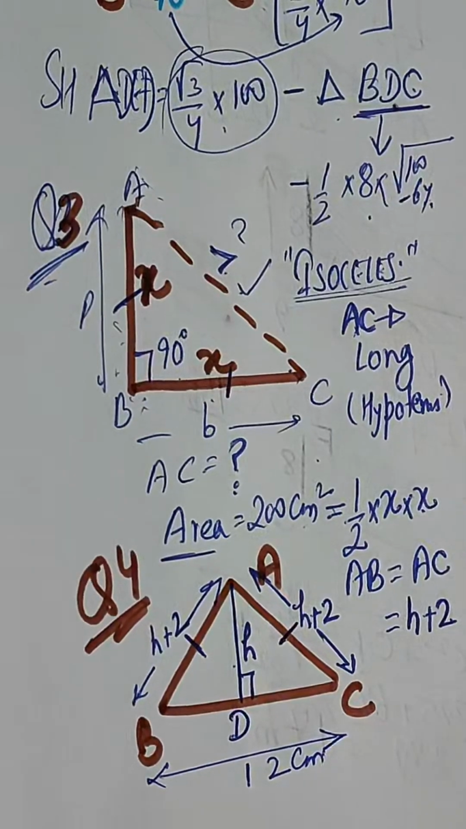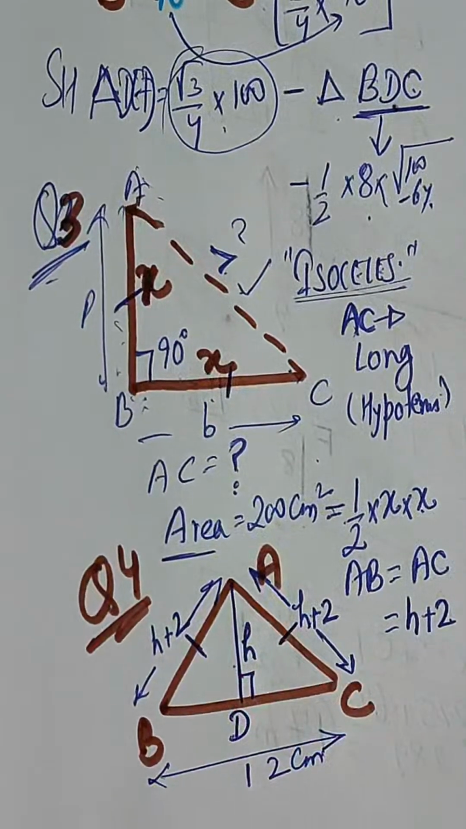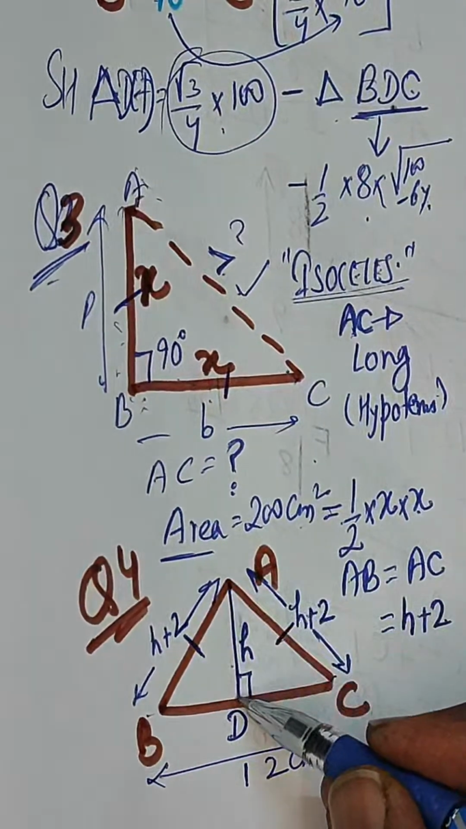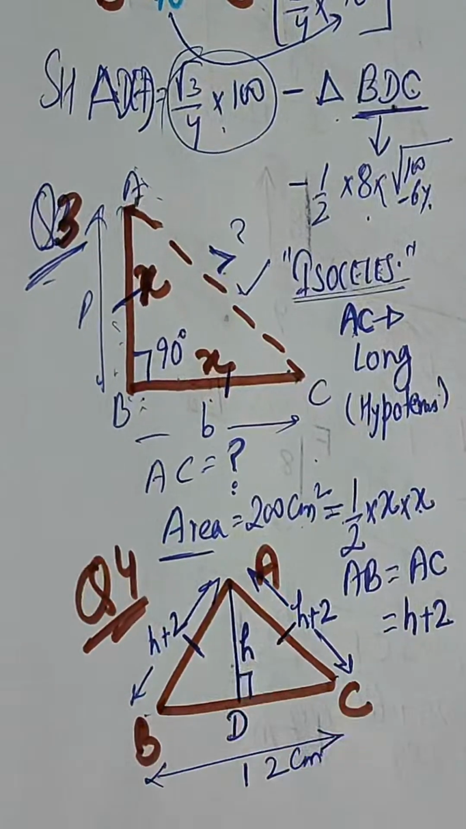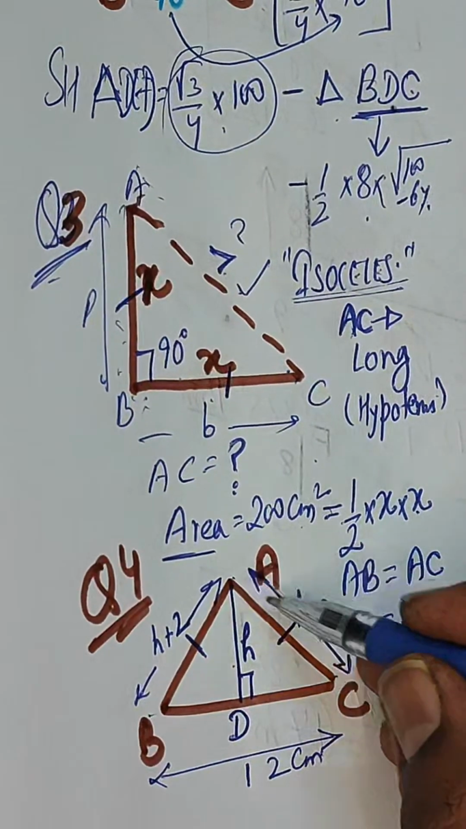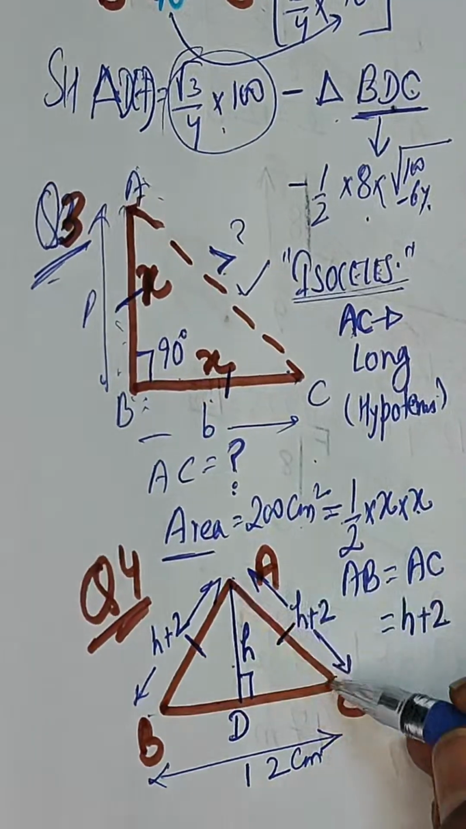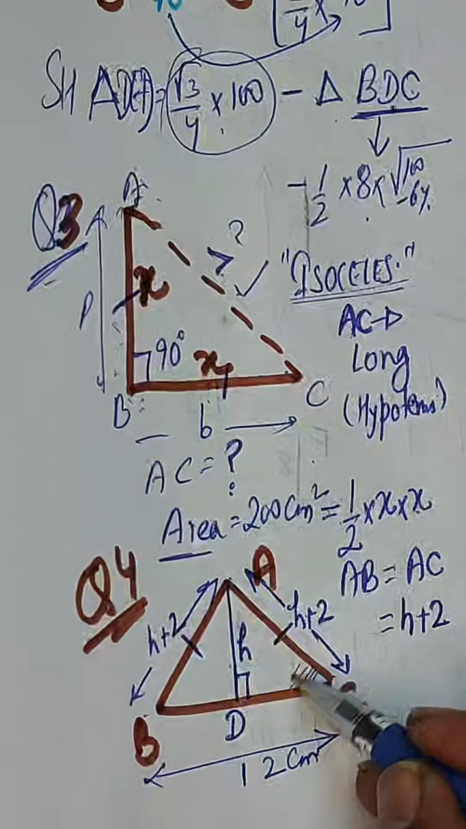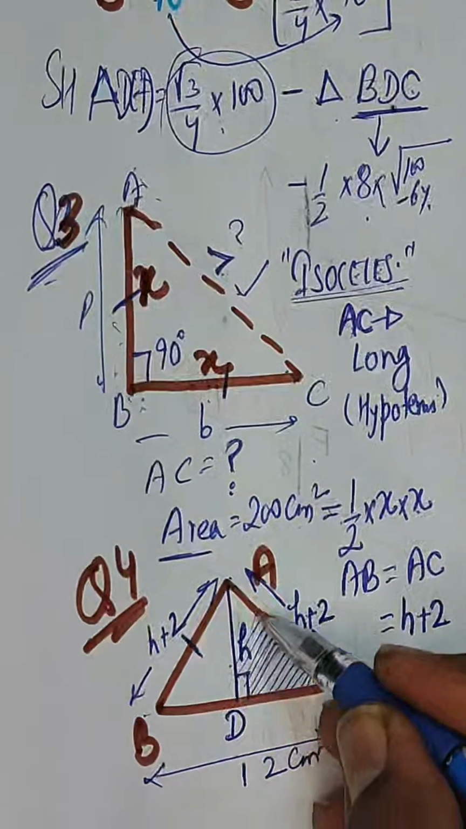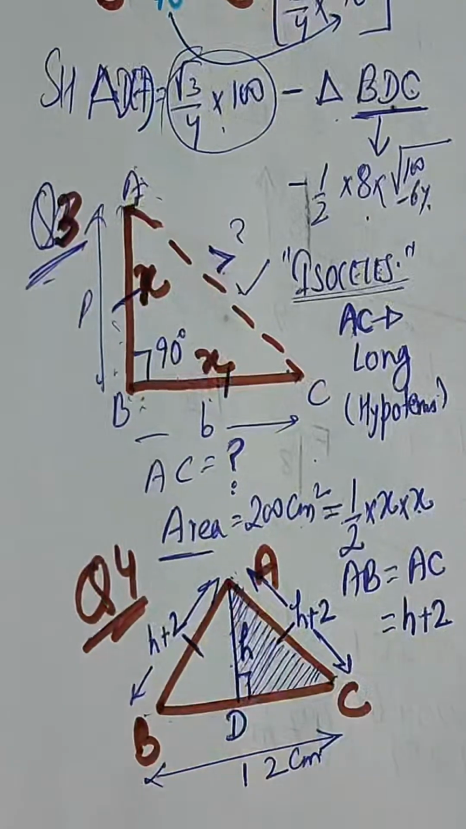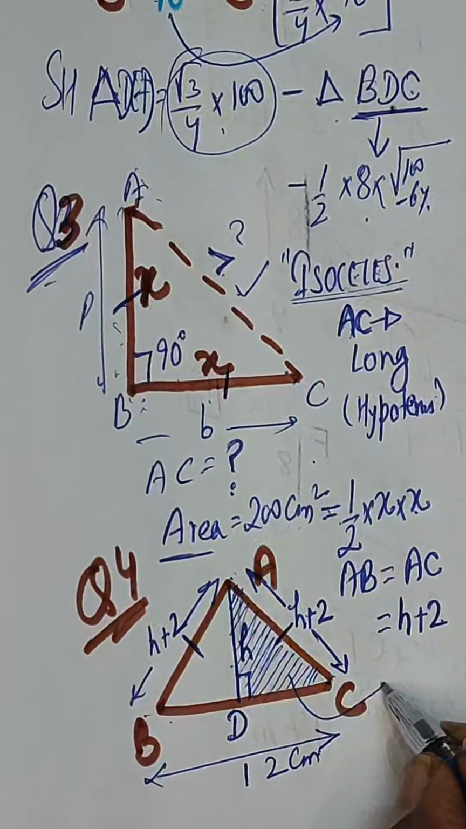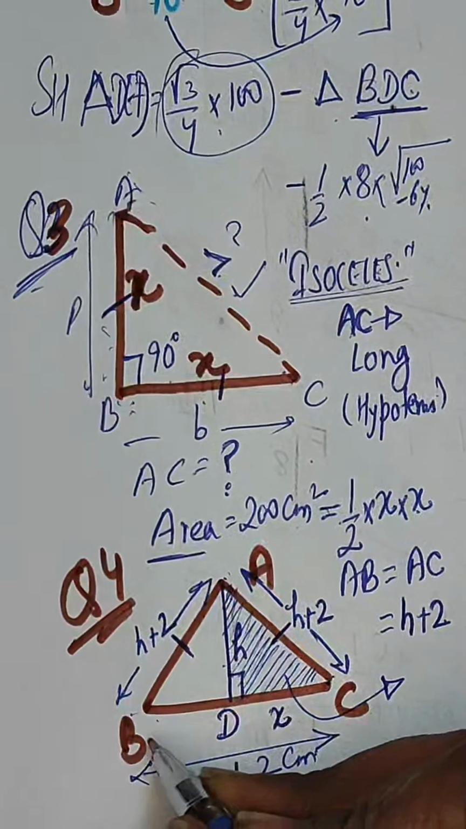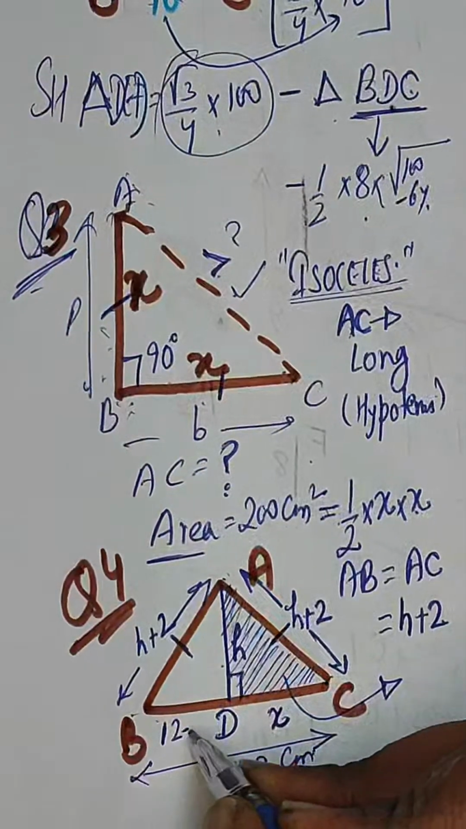My dear friends, to find the area of this triangle, if you know the length of the base and if you calculate h, then half into base into height, you get it. And you know that if this is h plus 2, this is h plus 2, so two equations will be formed over here. How? In triangle ADC and ADB, what will be done? In triangle ADC, let us assume the CD length is x, then BD will be 12 minus x, right?